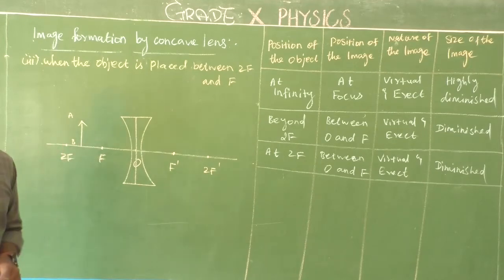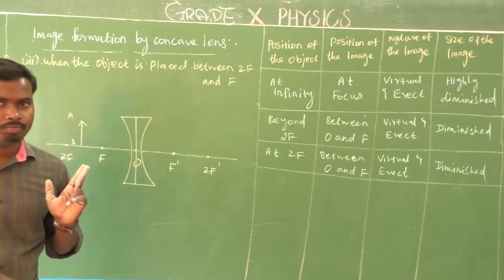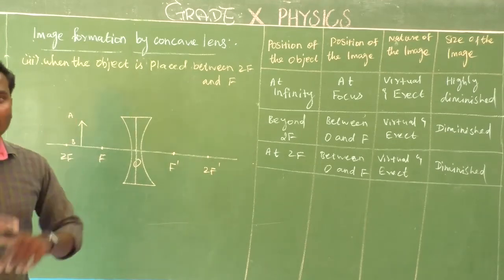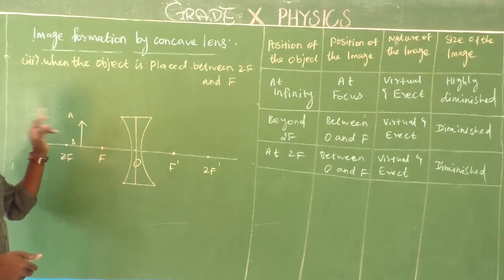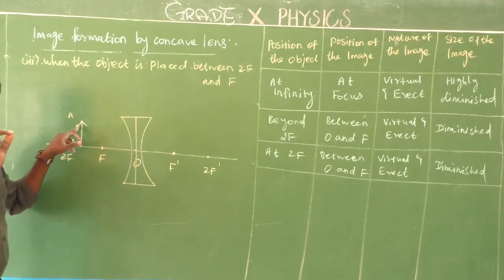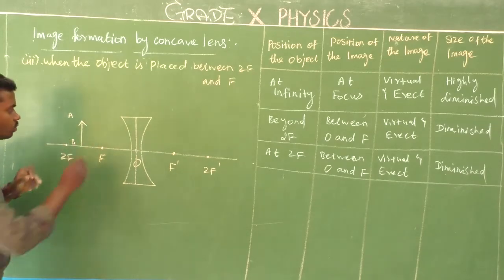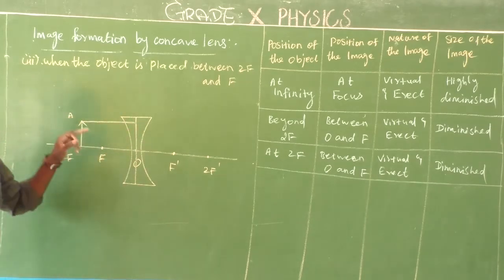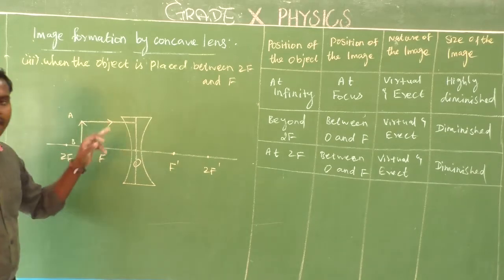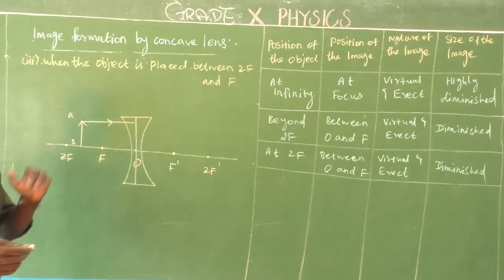Alright. Many light rays are coming, but I am going to take just 2 rays to make the image formation. Is it clear? Yes. Consider the top of the object. A ray of light is coming from the top of the object A. Is it clear? Yes. So what is this ray? This ray is an incident ray.